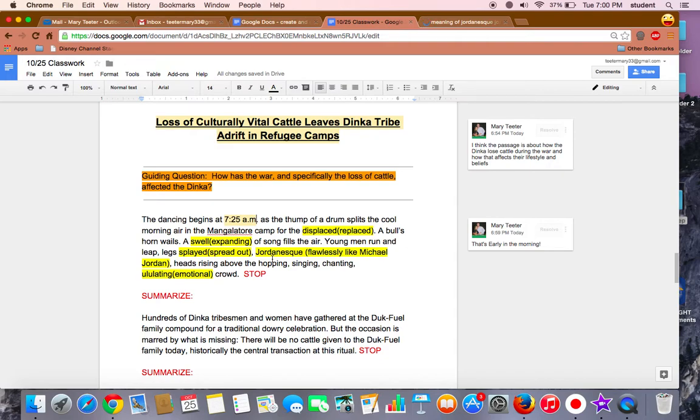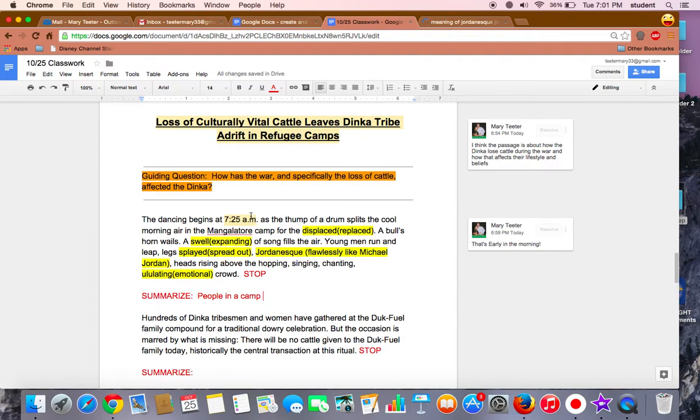So now I have a little bit of an understanding of it, and I'm just going to summarize it to put it all together. Who is this mostly about? It doesn't tell me anyone specifically. I just know that it's a bunch of people or young men. So people. Where are they at? It says they are in the Manglator camp, so they're at a camp. So people in a camp.